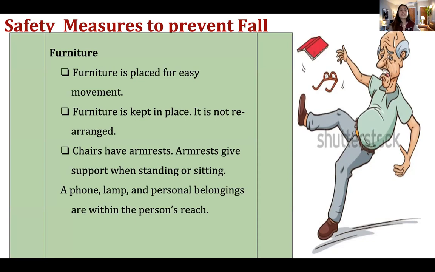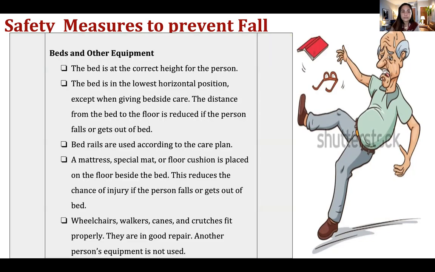Furniture is placed for easy movement. Furniture is kept in place. Chairs have armrests. A phone, lamp, and personal belongings are within the patient's reach. So the phone, all the personal belongings, and the call bells should be placed within the person's reach. If the person has right-sided weakness, you should place them on the opposite side.